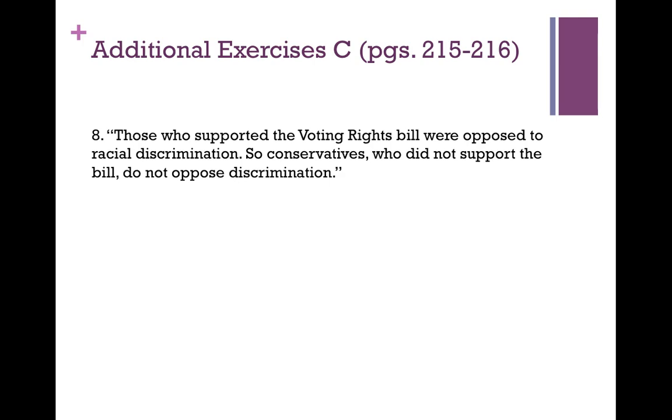Well, the first thing we need to do is figure out what the conclusion of this argument is. And notice here that we have an indicator word, so. And this tells us that the conclusion is occurring in the last sentence. However, the issue here is that this is also providing us a premise. The conclusion is not this entire last sentence, conservatives who did not support the bill do not oppose discrimination. This includes both a premise and the conclusion. And the conclusion seems to be conservatives do not oppose discrimination.